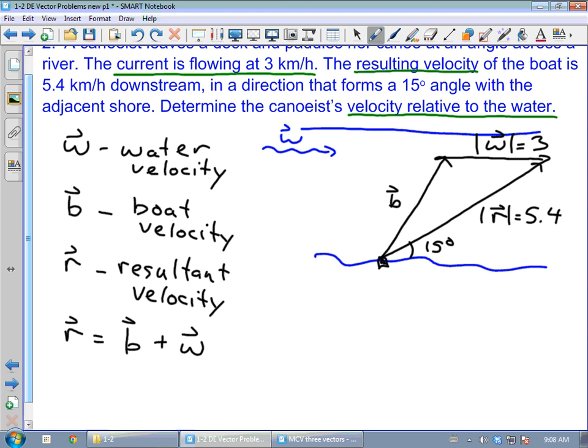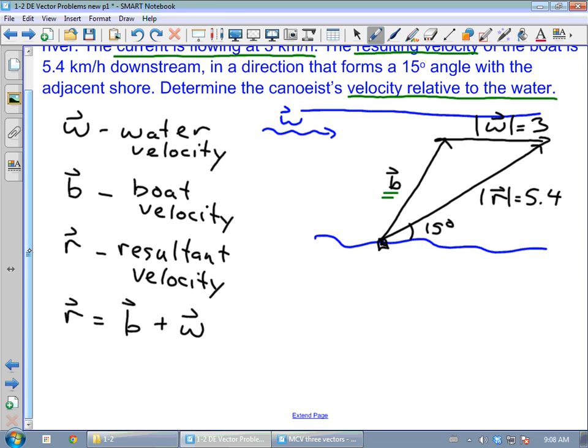What do we want to find? Well, we want to find this B vector right here. That is the canoeist's velocity relative to the water, so we want to figure out both the magnitude and the direction of that B vector right there. So, how can we do that? Well, let's see. We know this angle here is 15 degrees.